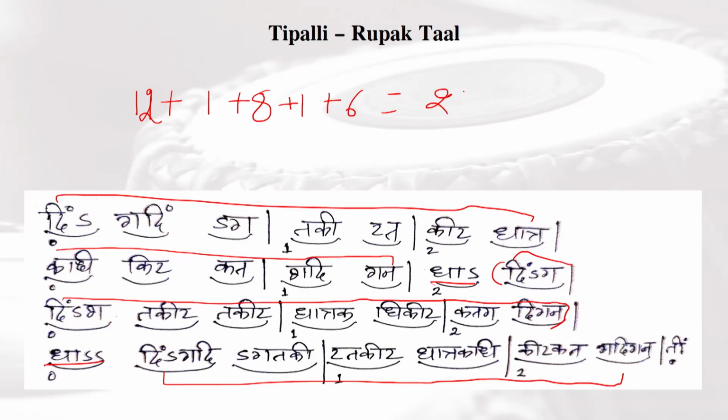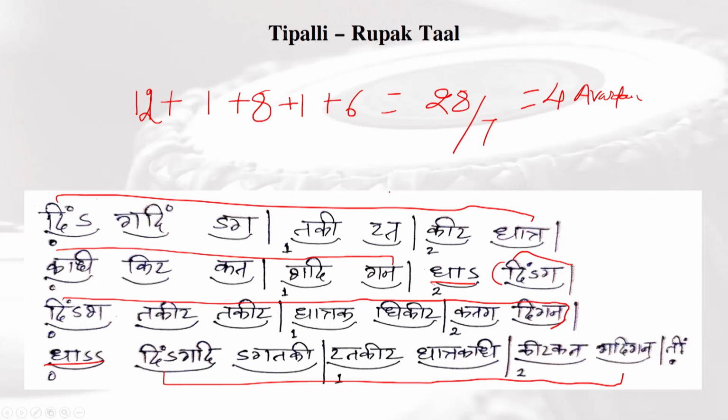So, we have the first Tipalli example with 28 matras, that is 28 divided by 7, we get 4 avartan of tal Rupak. You can see these are 4 avartans.